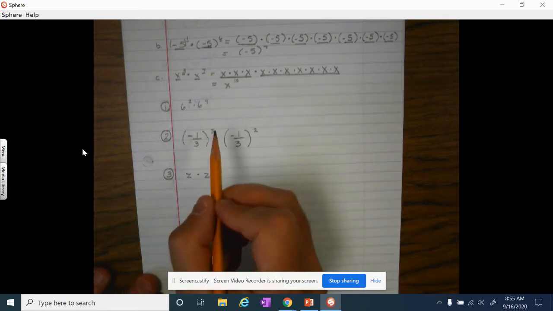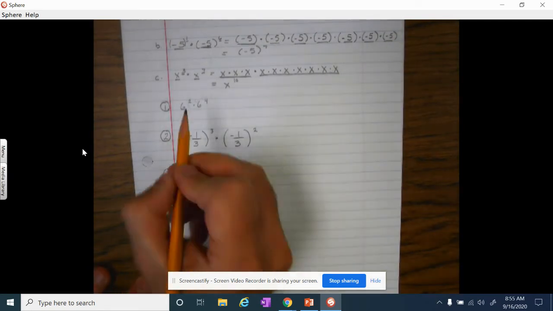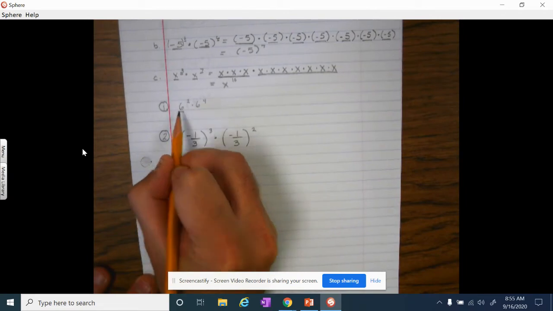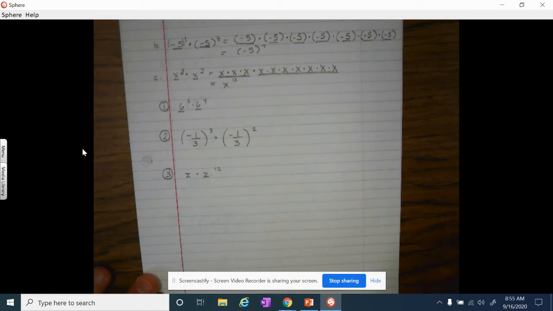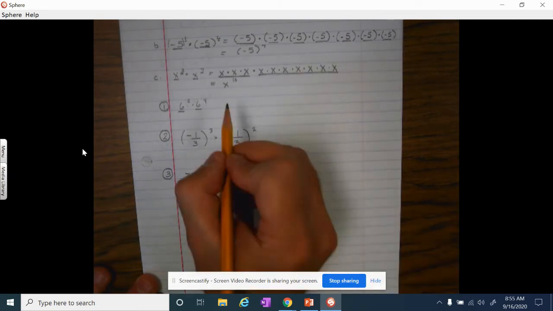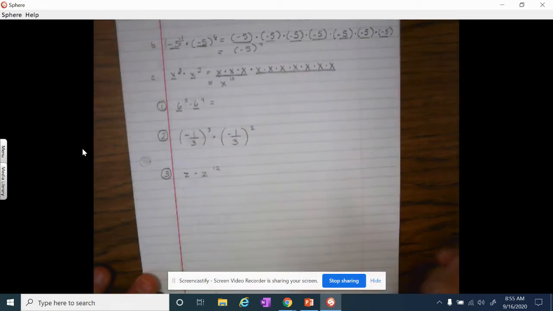So here we go. I have a multiplication problem. I have 6 squared times 6 to the 4th. I look to see if they have the same base. They do have the same base. So since they have the same base, all I need to do is keep my base and add the exponents.